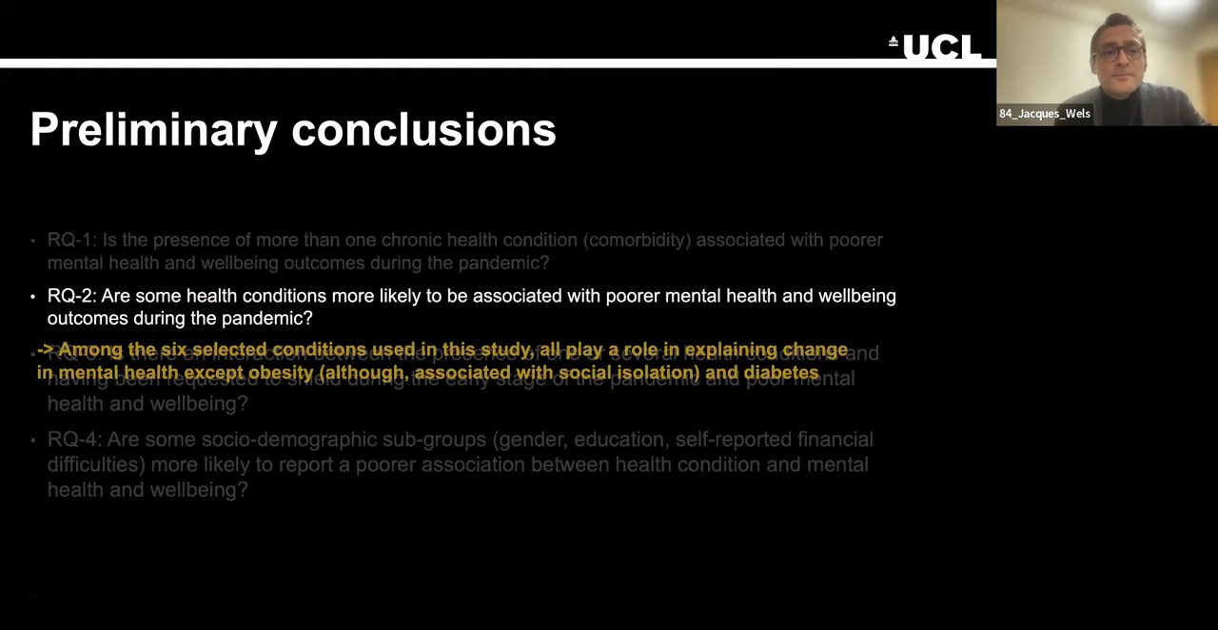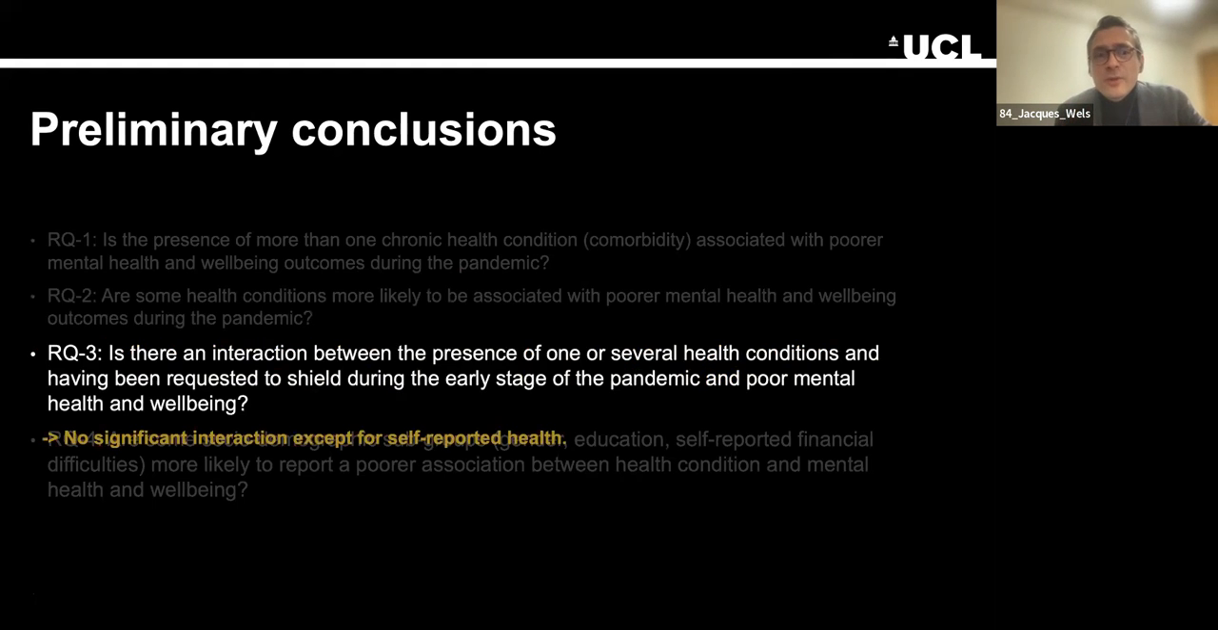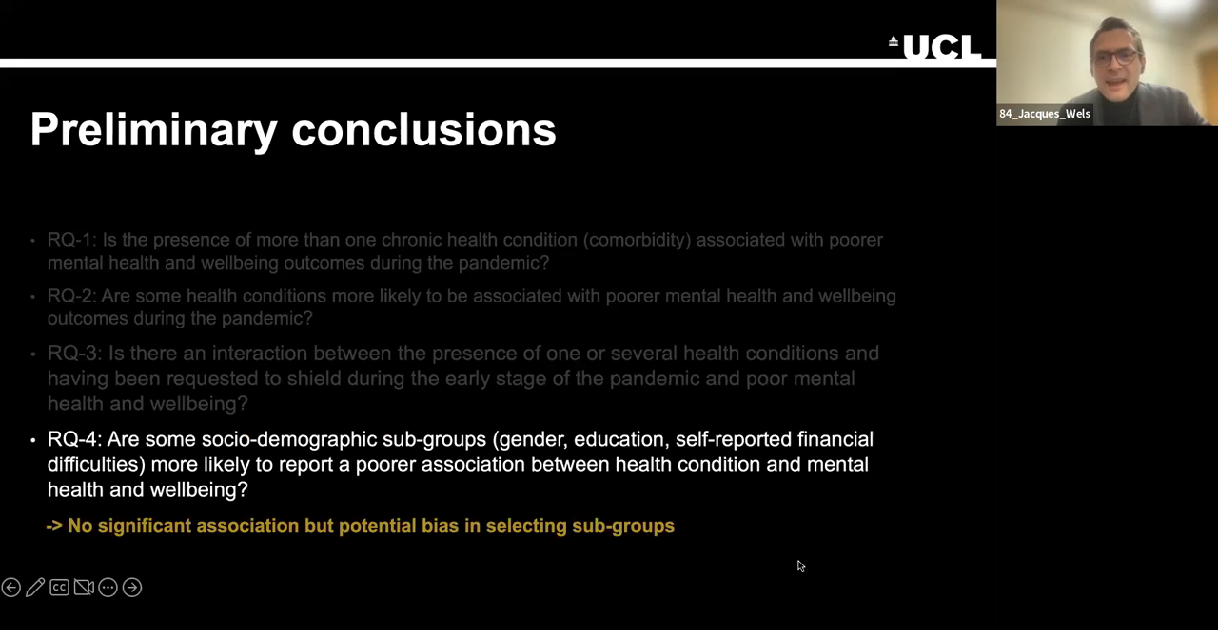Research question 2, some health conditions more likely to be associated with poor mental health. Yes, they are, except obesity, although obesity is associated, I didn't say that previously, with social isolation, and also for diabetes. Research question number 3, is there an interaction between the presence of one or several health conditions and having been requested to shield? No. Significant interaction except for self-reported health.